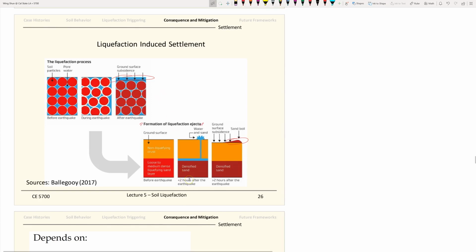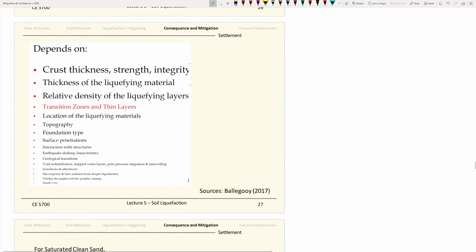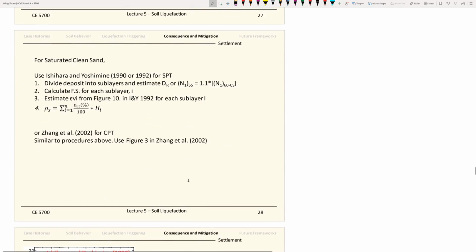The goal of this class, as a geotech engineering 101, is to introduce some very classic and well-used analytical approaches that companies use to get estimates of this consequence. For saturated clean sand, there's a method from the pioneering academics who worked on this: Ishihara and Yoshimi, 1990 and 1992. They have two papers that talk about this. And this Ishihara work is a classic on how to reasonably estimate the settlement consequence based on a very conventional analytical approach.